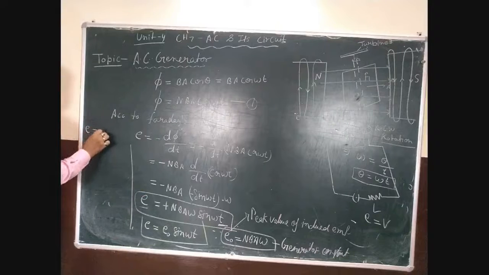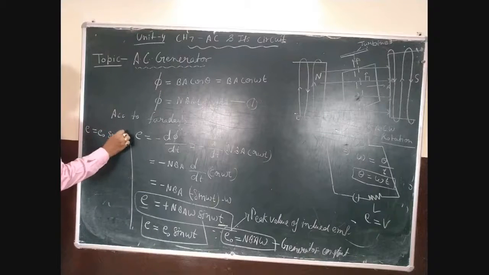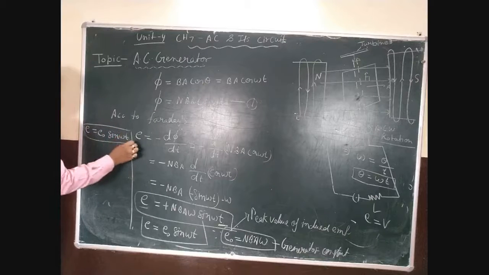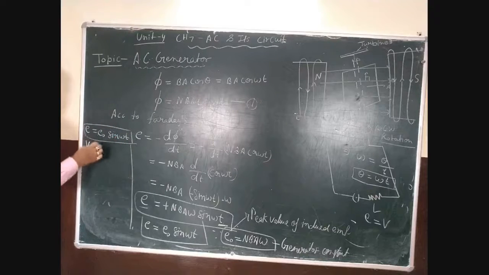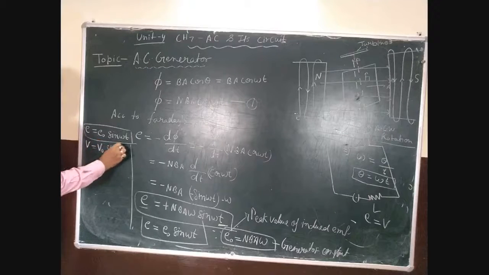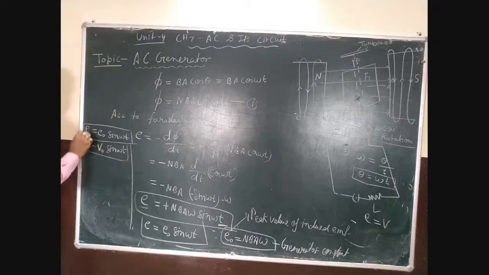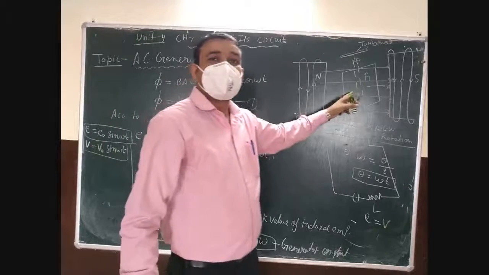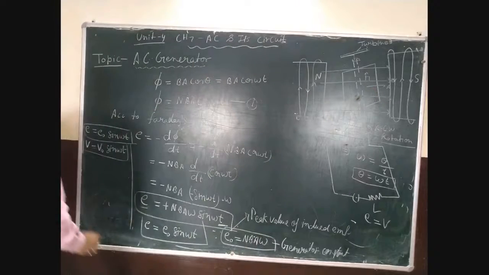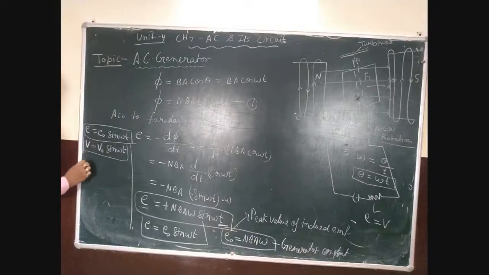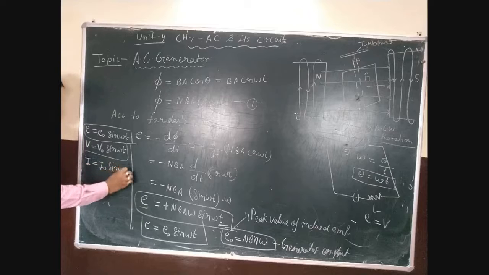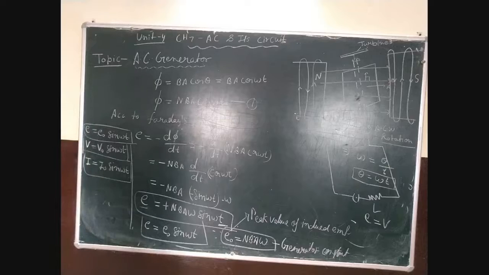E is equal to E naught sin omega t. This is the first equation. Then the terminal potential difference V is V naught sin omega t, and if the resistance of the coil is R, then by dividing this equation by R, we get I is equal to I naught sin omega t. So these are the alternating sources of current.